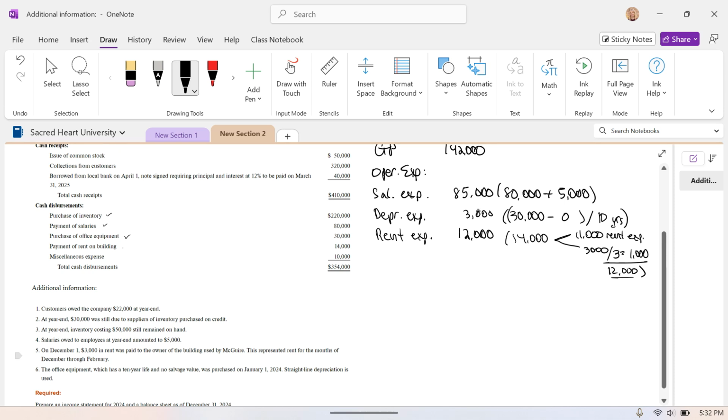And so where's the remaining 2,000 of this 14,000? There's a prepaid asset, or prepaid rent is sitting as an asset on the balance sheet for rent for the months of January and February of the next year. All right, miscellaneous expense. This is easy. No additional information. It's just the 10,000.